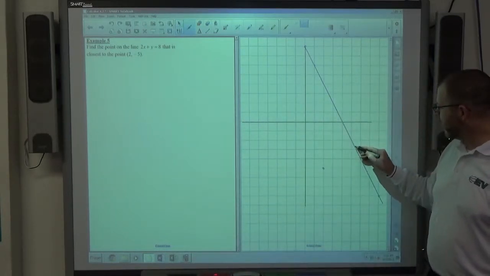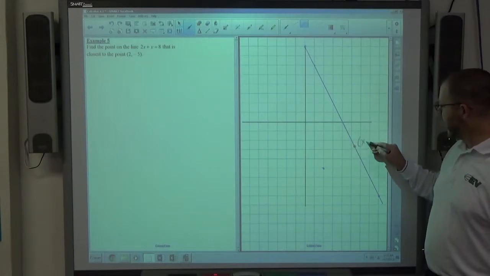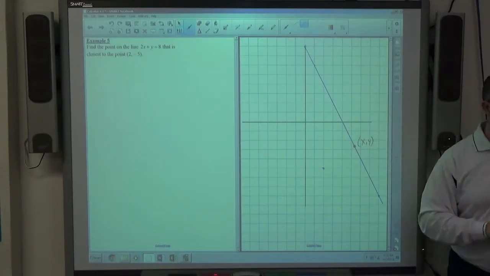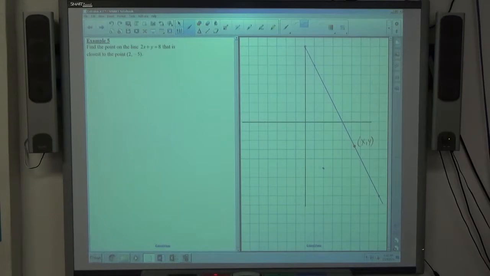Let's say this point right here is the point (x, y). I'm going to say that's the point that's closest. What are the coordinates of (x, y) right now? I don't know. We don't know, but we're trying to find that.